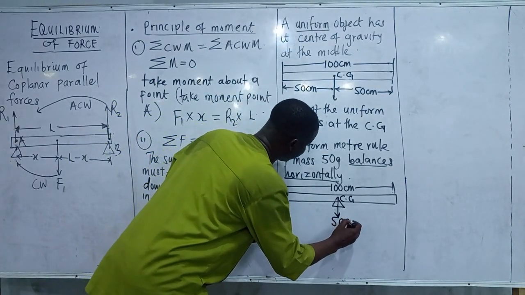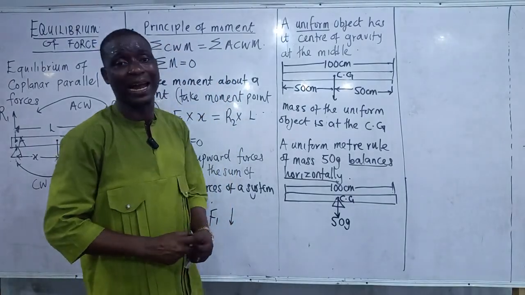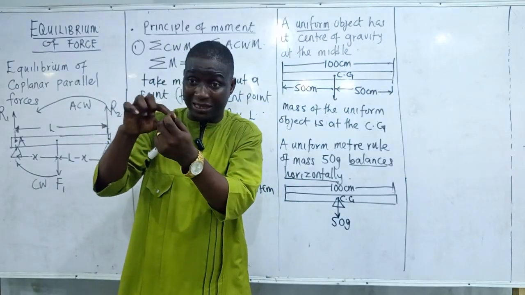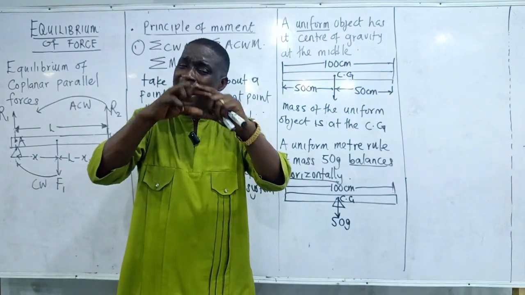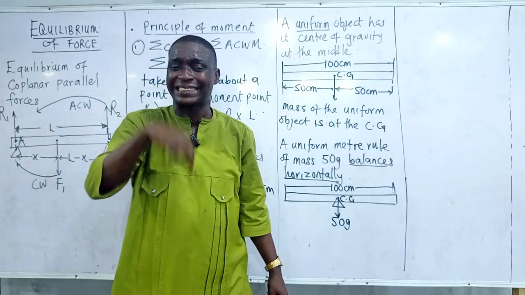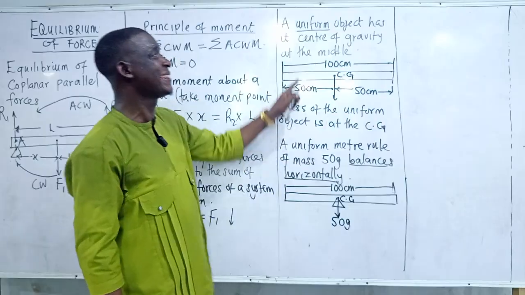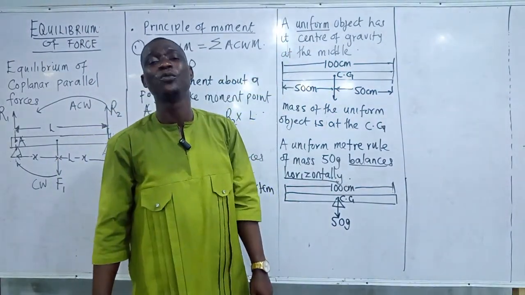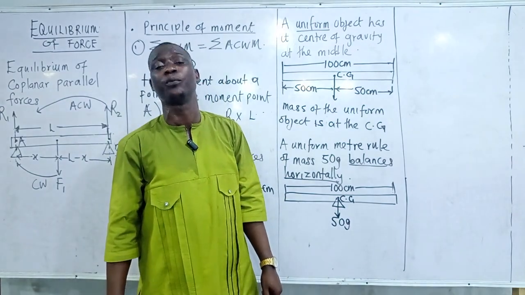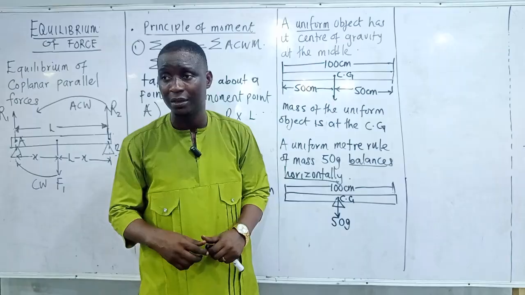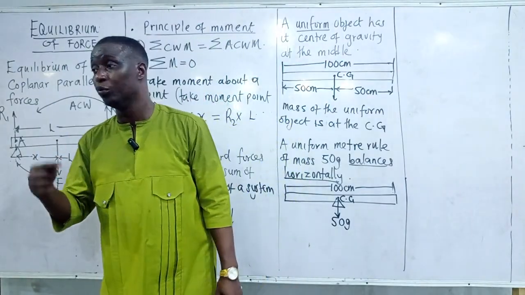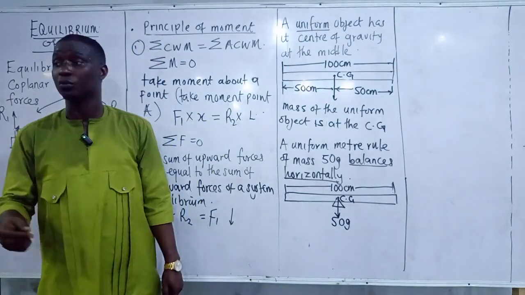So you would have 50 grams. Every meter rule will have its mass written at the back. And that mass is always concentrated at the center. Don't forget, center of gravity is the point where the gravitational pull of the earth tends to concentrate on.